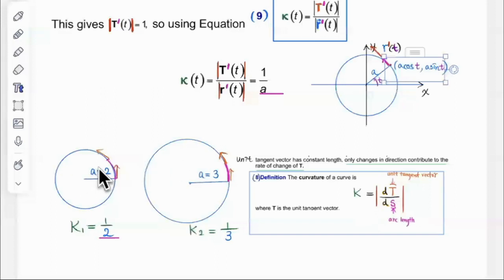And remember, only changes in direction contribute to this curvature. So that makes sense. The bigger the radius, the smaller the curvature for a circle. Now you can repeat after me: the curvature of a circle with radius a is going to be 1 over a. And that's a result that is worth remembering.